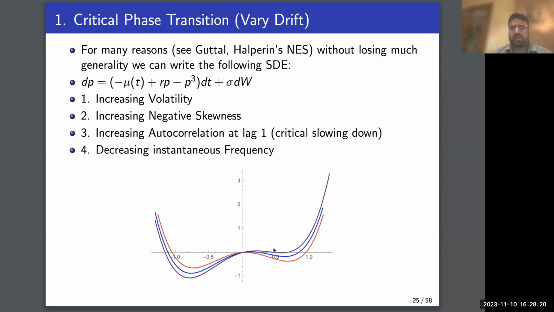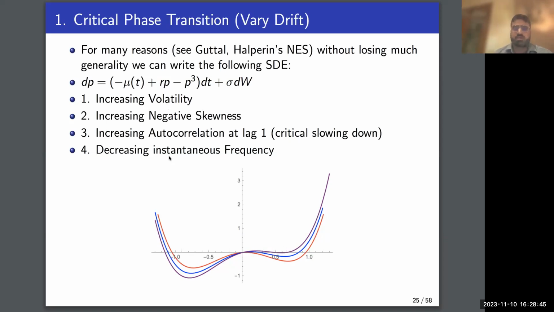And you can see that by seeing that essentially price that deviates from the minimum of the potential, or is perturbed away from the minimum of the potential, now takes longer and longer to come back to the center of the potential as it flattens out, which results in these symptoms of critical slowing down before the crash happens.